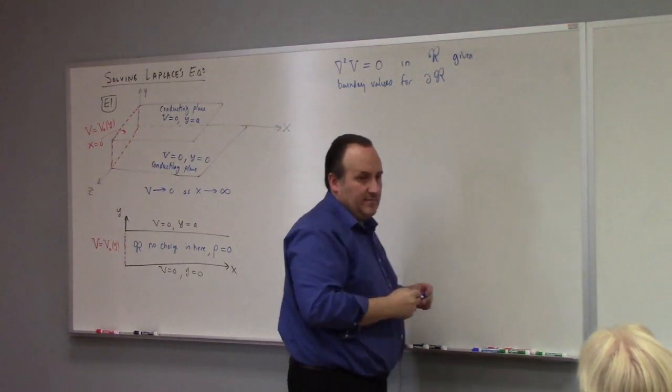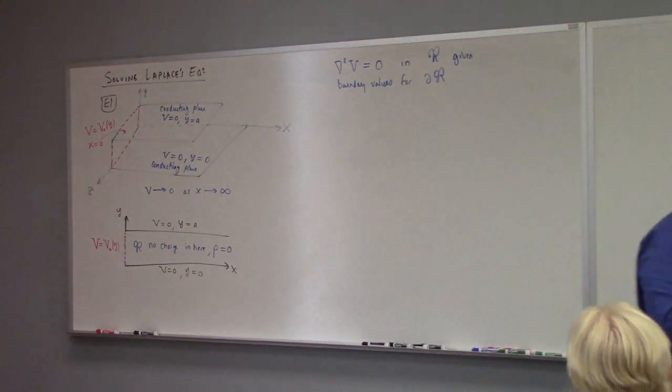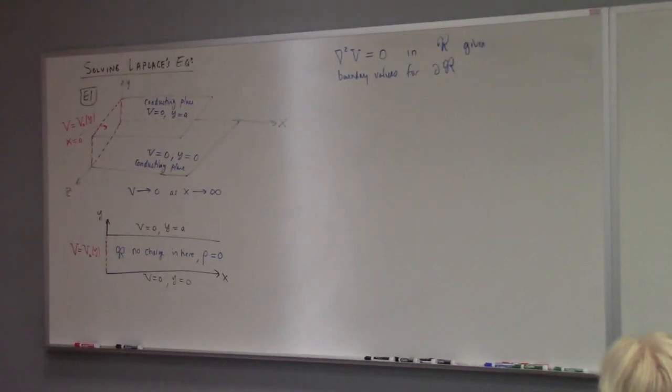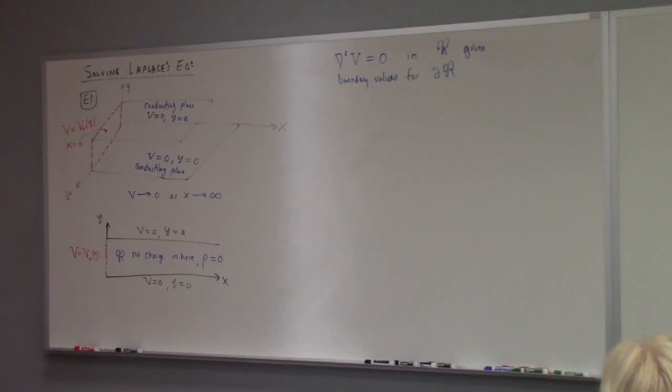So it seems like there's hope, right? If we can find a solution, then what? Well, the uniqueness theorem we had last time says we've done a good thing. We found the solution. So how do you find it? How do you construct a solution for something like this? Have you guys seen this before?